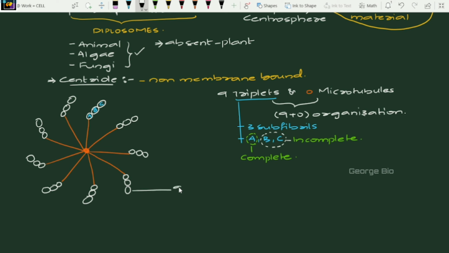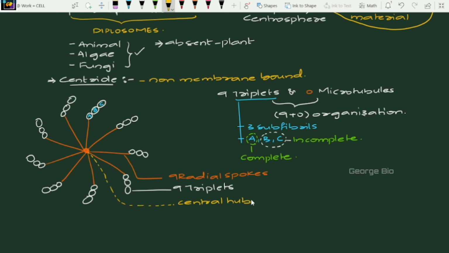It consists of 9 triplets which are present towards the peripheral side. Number 2, it consists of 9 radial spokes. Number 3, at the center, it consists of a hub. How many are present? One hub is present. A protein hub is present, or else it is also called the central hub.